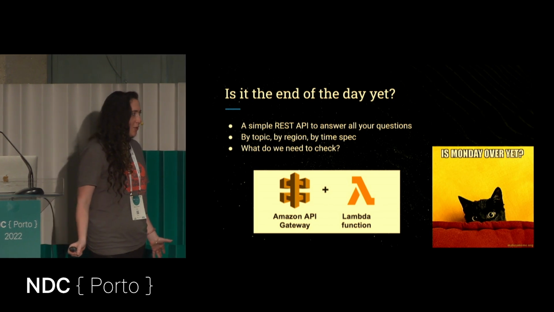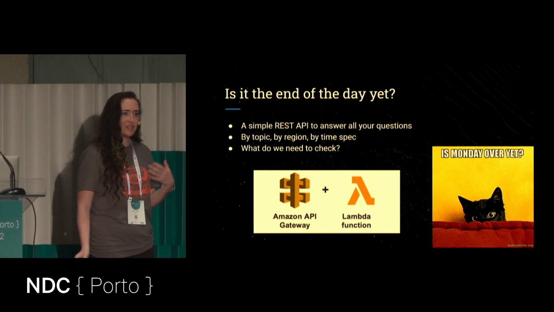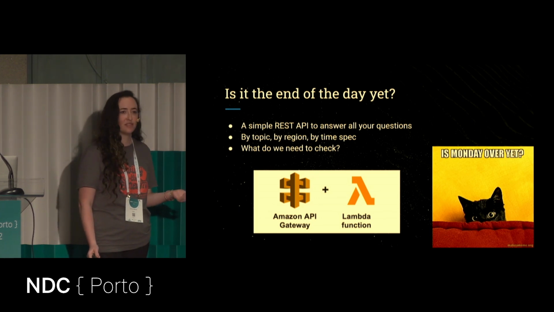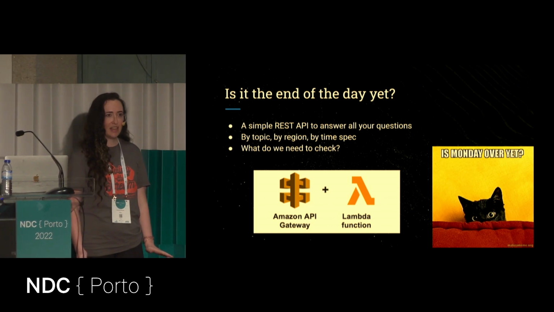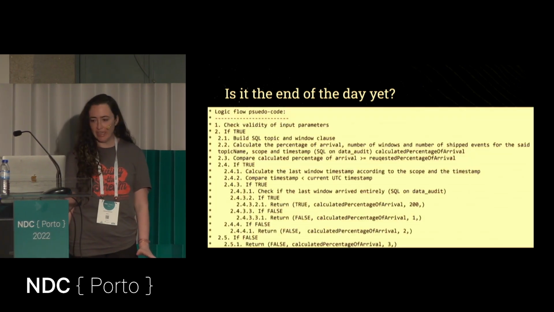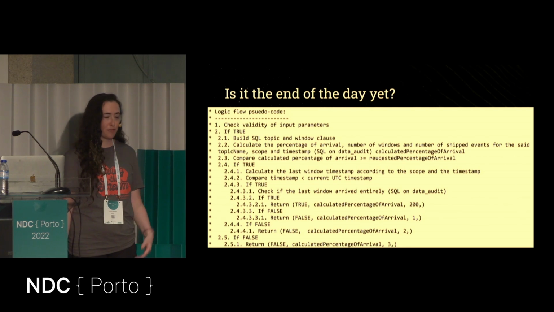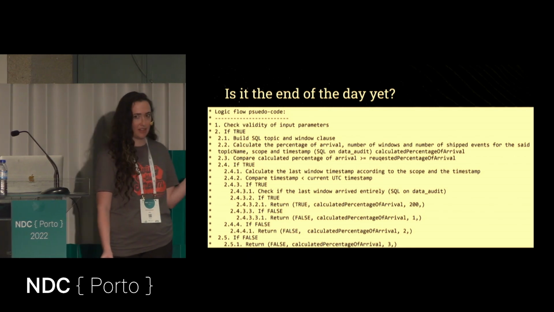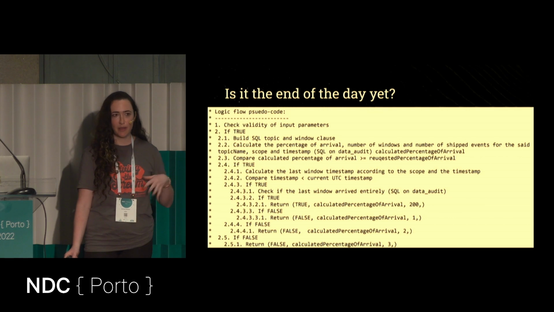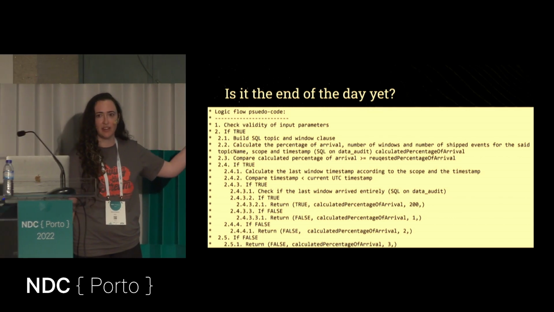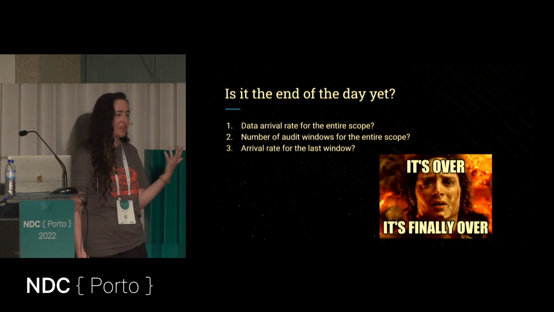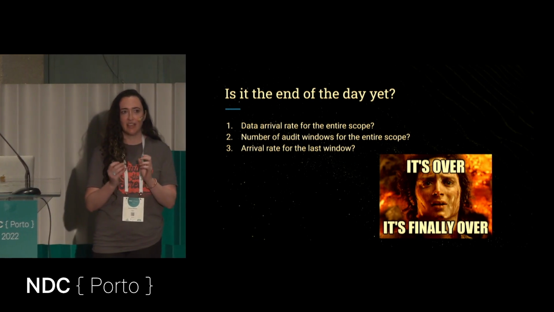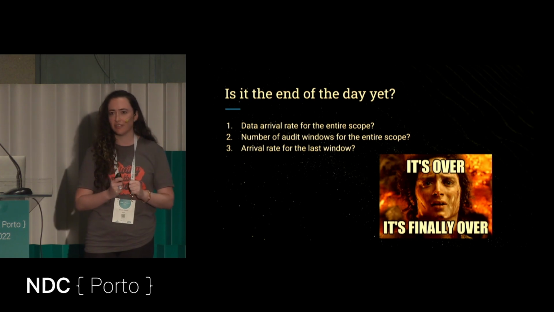Nice. So let's get to the point. Do you think that we can actually answer that end of the day question now? Spoiler alert, we can. And I have that pseudocode here for you. So the first thing that we're going to do is check the validity of the input parameters. But I'm just kidding, we're not going to do that. What we're going to do is just see what are the main questions that we need answered in order to see if the day is over.